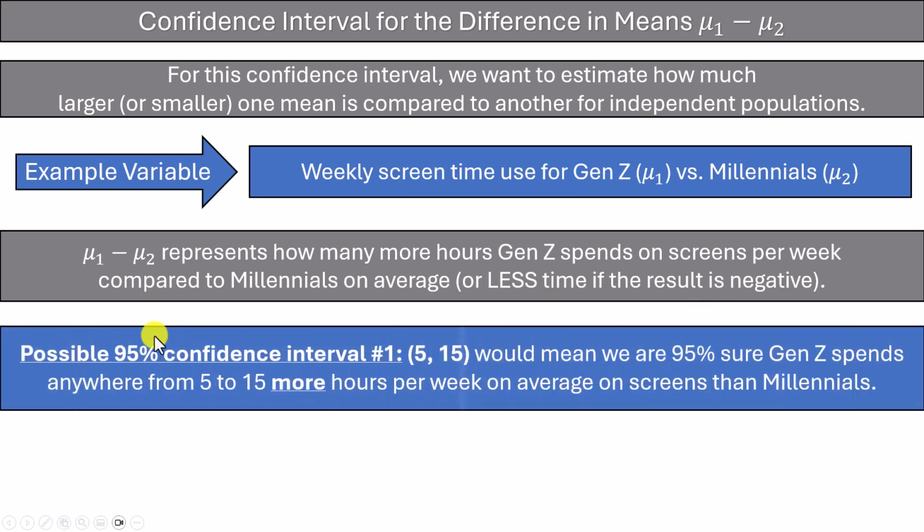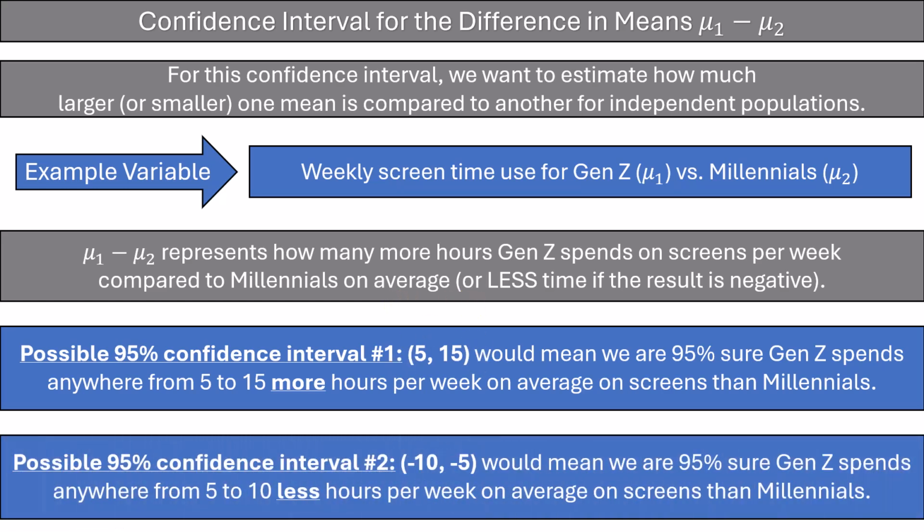For example, consider this possible 95% confidence interval, which ranges from 5 to 15. This would mean that we are 95% sure that Gen Z spends anywhere from 5 to 15 more hours per week on average on screens than millennials. We use more because the numbers are positive.